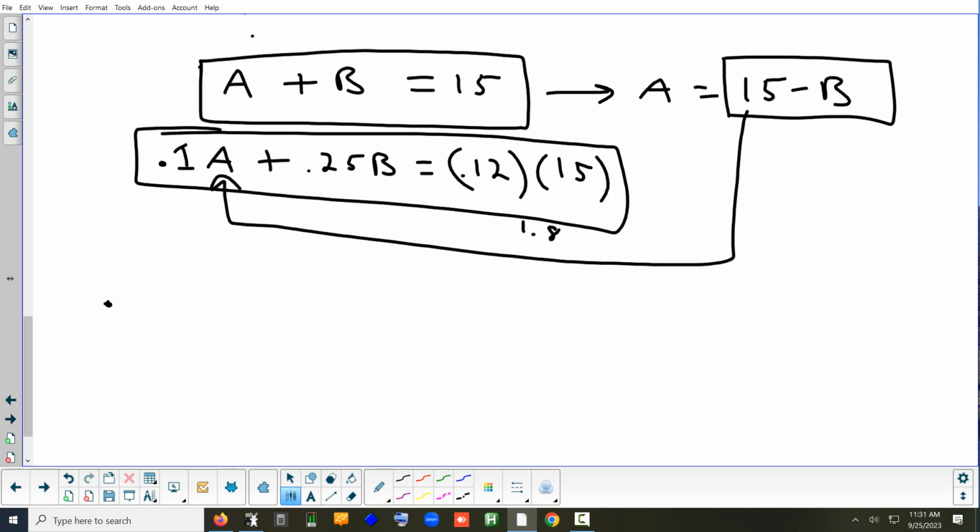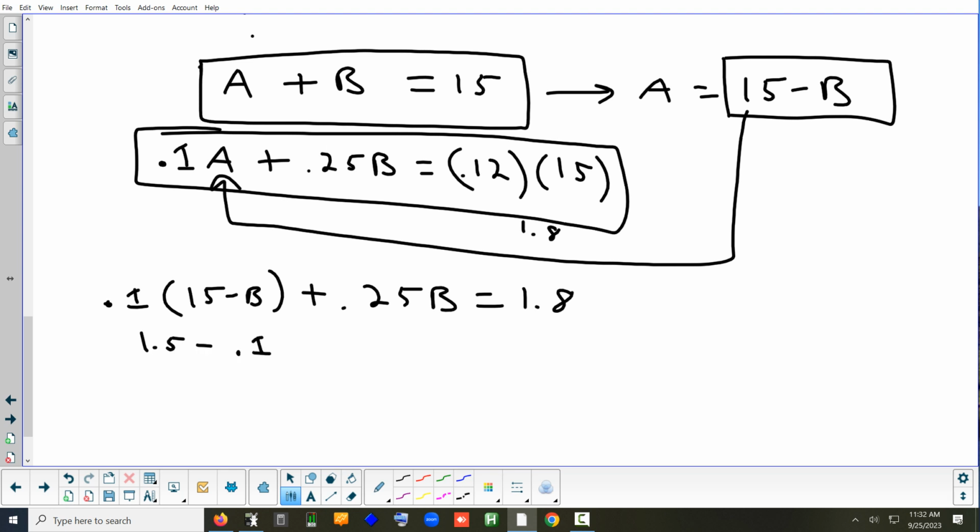All right, so we've got 0.1 times A, which is 15 minus B, plus 0.25B equals 1.8. Okay, we've got to distribute the 0.1. What's 0.1 times 15? Yep. 1.5 minus 0.1B plus 0.25B.